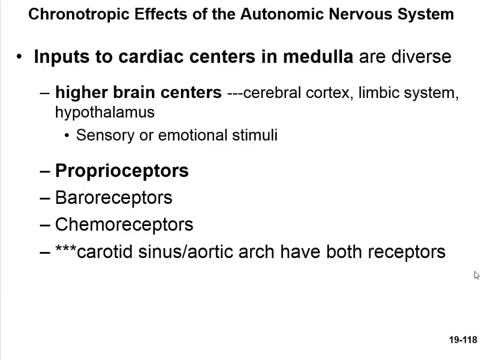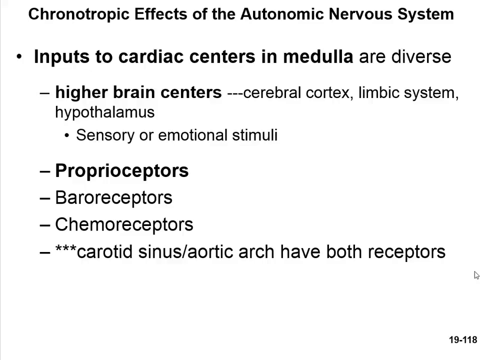Other inputs in the cardiac centers in the medulla oblongata are diverse. Could be due to your higher brain centers, your cerebral cortex, your limbic system, hypothalamus, sensory or emotional stimuli, like you're walking in the woods and you see a bear. Obviously, that stimuli is going to cause your heart rate to go faster.